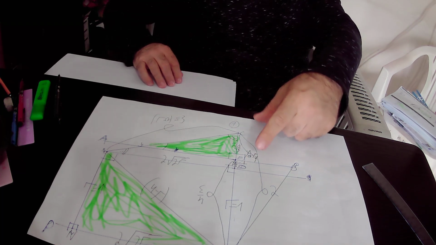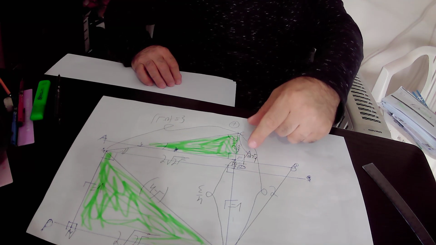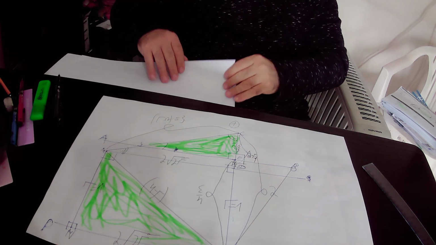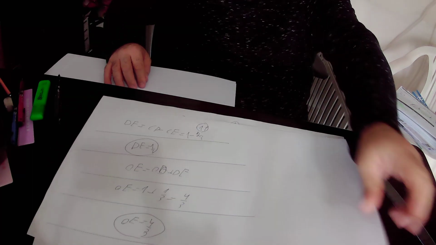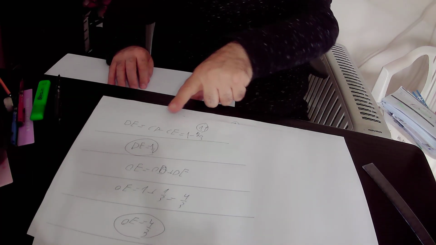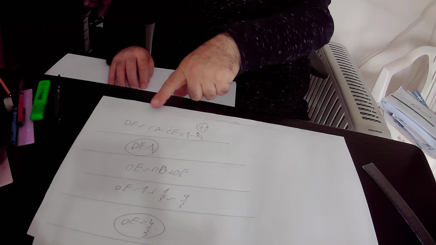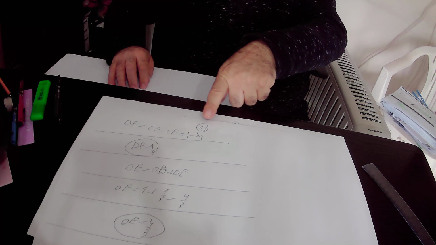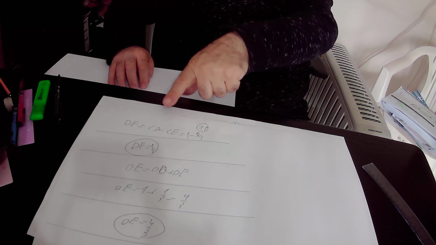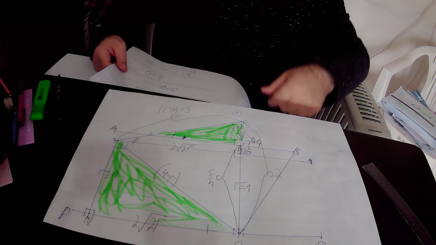And what is the value of DE? DE equals CD minus CE. But we already found that CD equals 1 and CE equals 2/3. So in total we found that DE equals 1 minus 2/3. That is to say, DE equals 1/3.